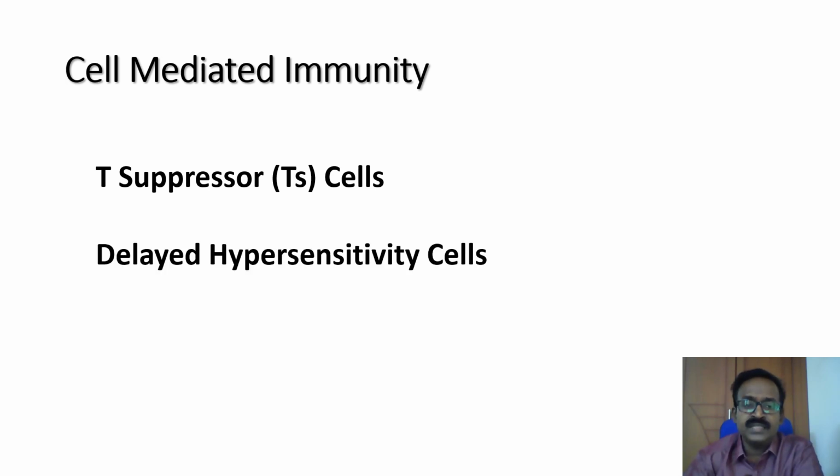Another type of T lymphocyte is the delayed hypersensitivity cell, which is activated during allergic reactions and rejection of transplanted tissue. The delayed hypersensitivity T cells are activated in allergic reactions and rejections of transplanted tissue.